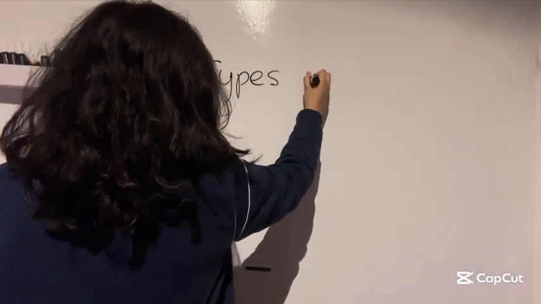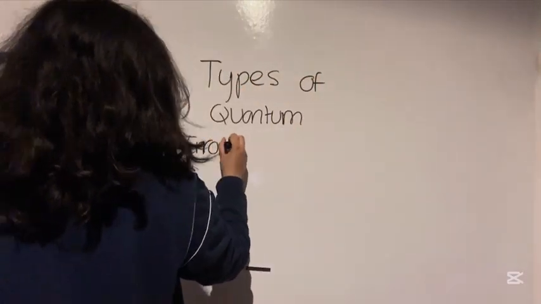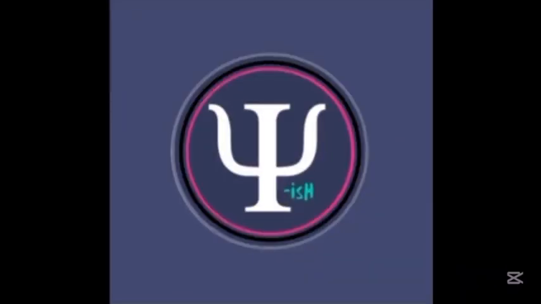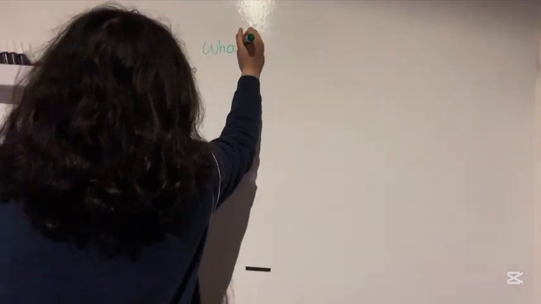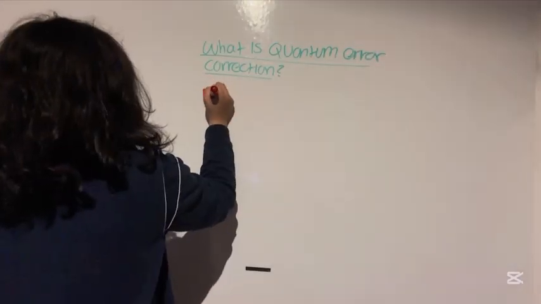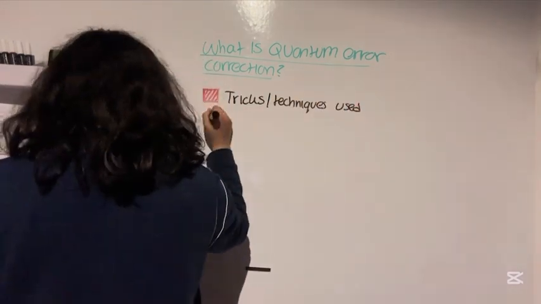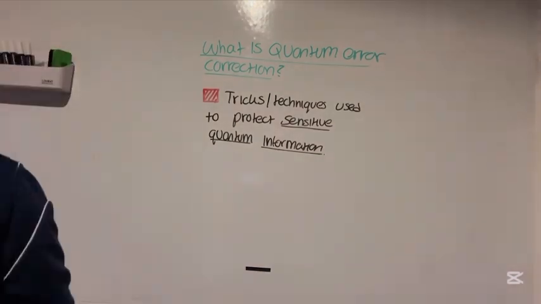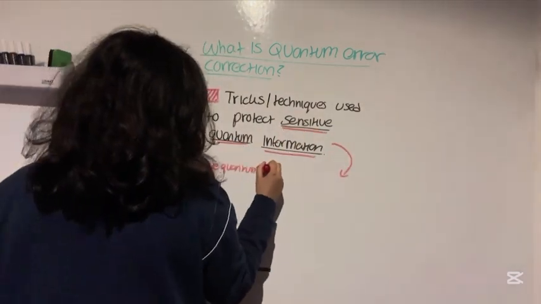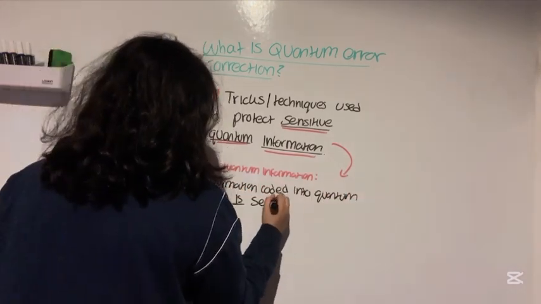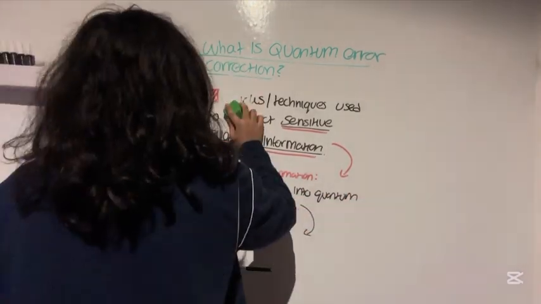What are the different types of quantum error correction? In order to understand the different types of quantum error correction, we first need to understand what quantum error correction is. In its simplest form, quantum error correction are tricks and techniques used to protect sensitive quantum information. Sensitive quantum information is basically saying that information coded into quantum computers is sensitive. But why is this?